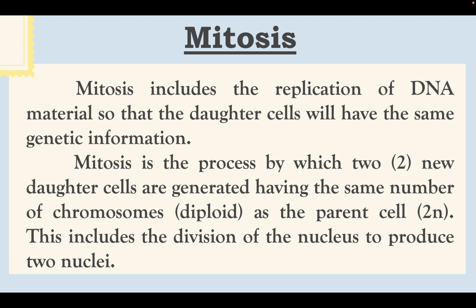Mitosis includes the replication of DNA material so that the daughter cells will have the same genetic information. So it is a process by which two new daughter cells are generated having the same number of chromosomes. That means it is diploid as the parent cell. So our symbol is 2N.